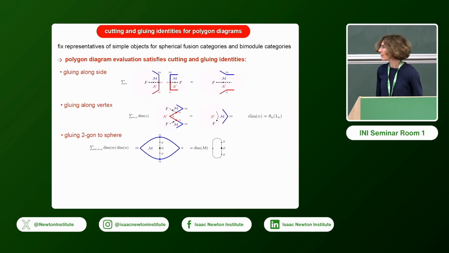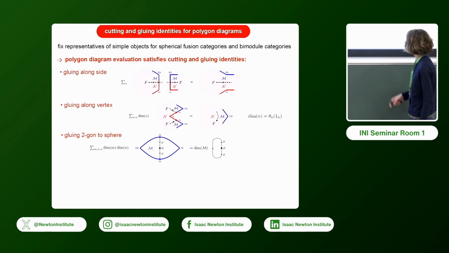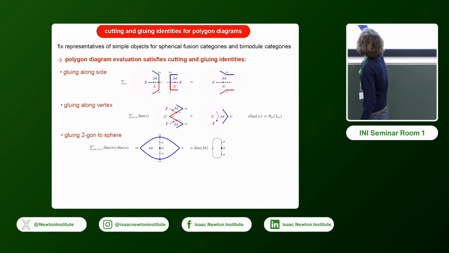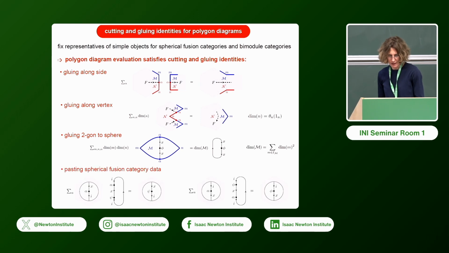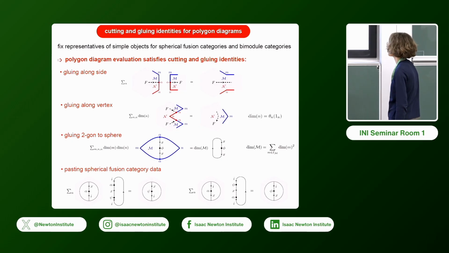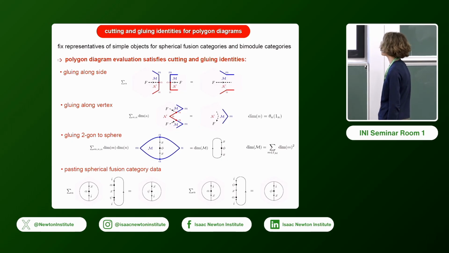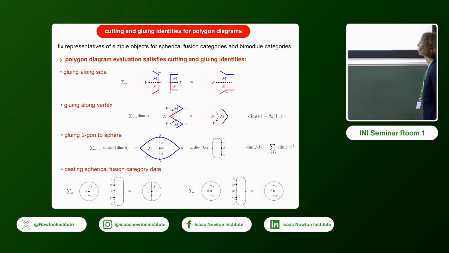And finally, one can also take a two-gon and glue it to a sphere, which is the picture here. What one gets is just the dimension of the bimodule category times the graph that I get when I glue the top and the bottom. And the dimension is the sum over the dimensions of all the simple objects squared. And there are other identities that allow me to paste spherical fusion category data into these polygon diagrams.